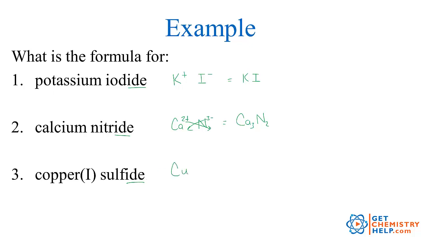How about copper 1 sulfide? Okay, copper 1, the Roman numeral tells me that's a 1 positive. Sulfide, again, the ide tells me it came from the nonmetal by itself. It's probably not a polyatomic. So I find sulfur on the periodic table. It's 2 away, so it's 2 negative. In this case, that tells me to put a 2 here, 1 positive, put a 1 here. So I would get Cu2S.